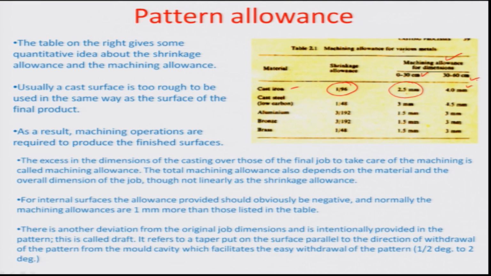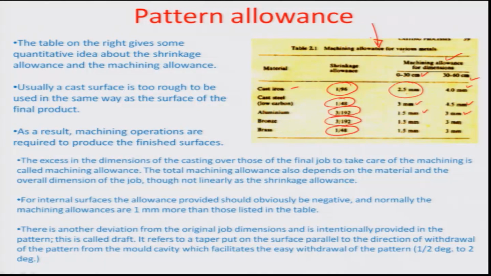Similarly, you have cast steel low carbon, which has a shrinkage allowance of 1/48th of the actual dimension in question, aluminum which is 3/192, bronze 3/192 again, and brass 1/48 again, and then the machining allowances for the dimensions are given here as 3 mm, 1.5 mm. Similarly, for 30 to 60 cm dimensions, the machining allowance is 4.5 mm or 3 mm for cast iron, cast steel, and aluminum, and so on. That is how some of the thumb rules are defined in terms of what shrinkage allowance or machining allowance will apply for various material systems in question.